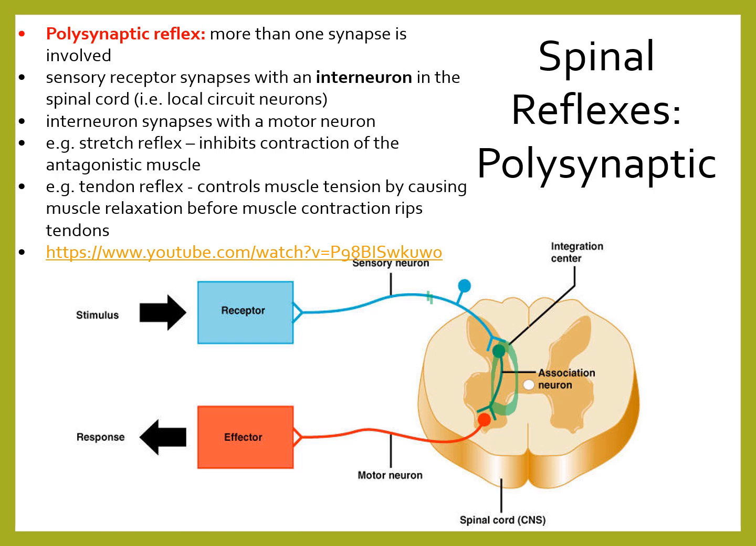But in order for that knee to extend, the hamstrings had to be inhibited. And that hamstring stretch reflex that inhibits hamstring contraction involves 3 neurons: sensory neuron, interneuron, motor neuron. So it actually has 2 synapses, and it's polysynaptic. Another great example of a polysynaptic spinal reflex is something called a tendon reflex. Tendon reflexes are there to control muscle tension by causing muscle relaxation before contraction rips a muscle off a tendon.